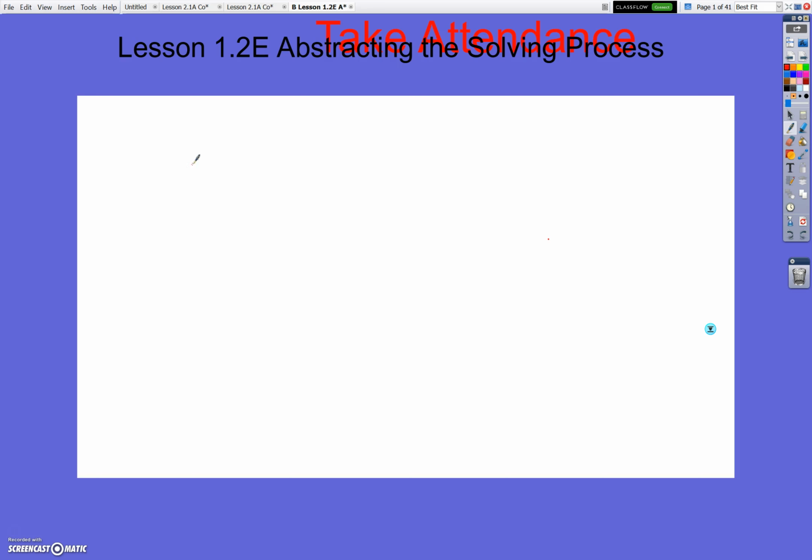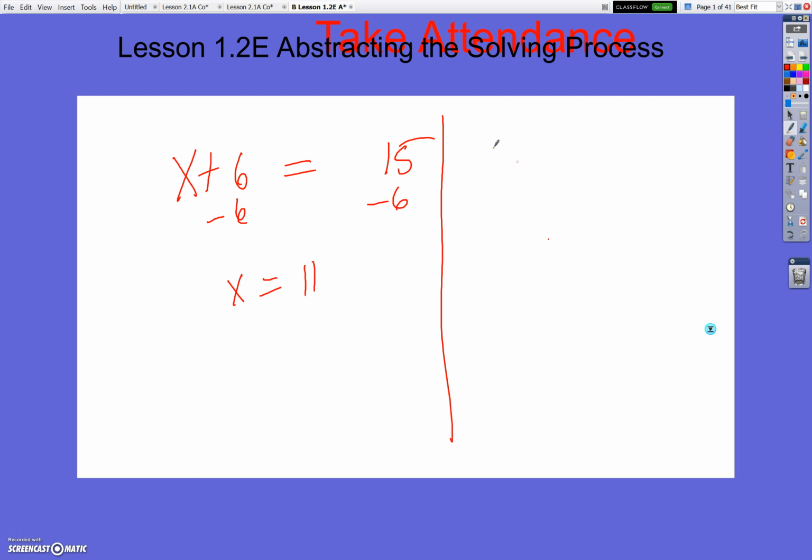If we have a problem that looks like x plus 6 equals 15, and I want to get x all by itself, what I would do is minus 6 on both sides. This would give me x equals 11. But what if we solve this and instead of these numbers we had variables? For instance, let's say I had x stay the same, and instead of that 6 I had an a, and instead of that 15 I had a b. And I said I want you to get this x all by itself.